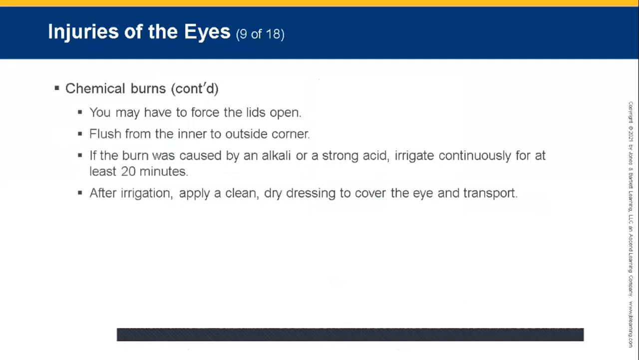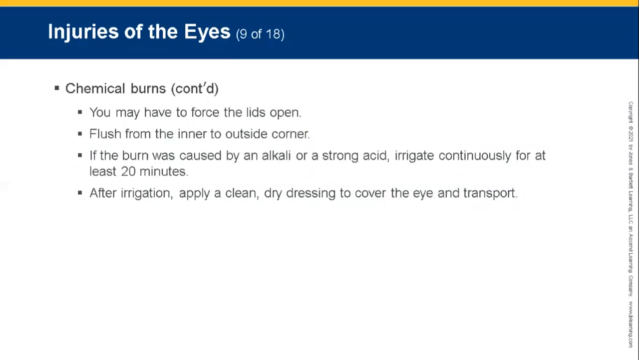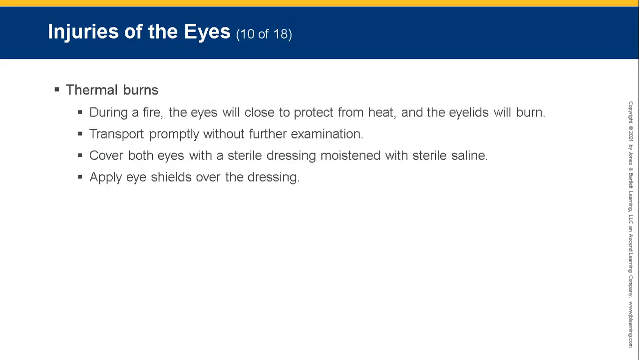For chemical burns, you may have to force the lids open and flush from the inner to the outside corner. If the burn was caused by an alkali or strong acid, irrigate continuously for at least 20 minutes. After irrigation, apply a clean, dry dressing to cover the eye and transport.